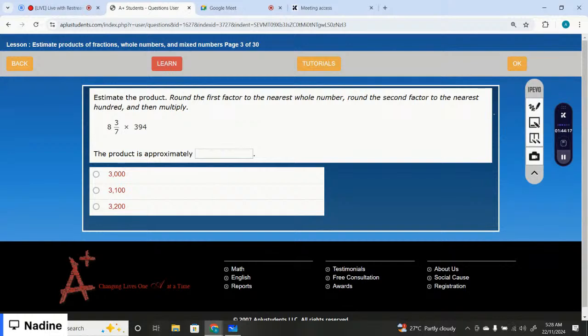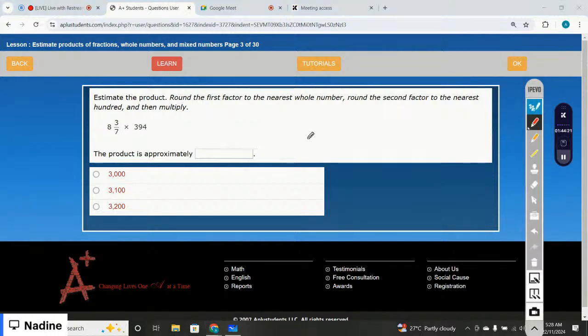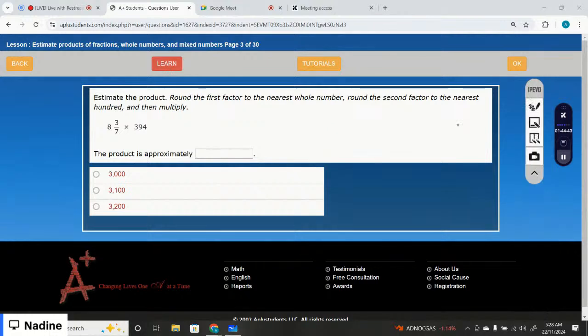Eight whole 3 by 7 is rounded off to 9. 8, because 3 by 7 is less than half, and 394 is rounded off to 400. So the correct option is, that is 3200. Option number 3 is the correct option.